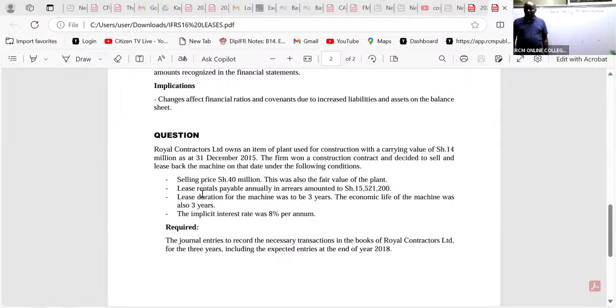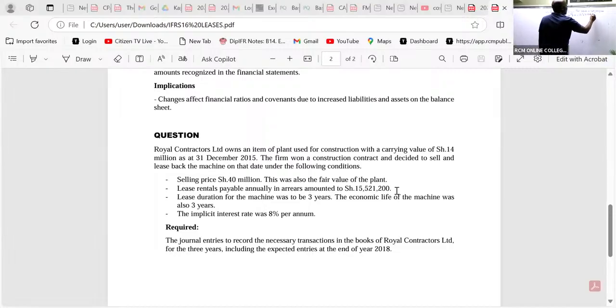And then you can see lease rentals, and they are payable in arrears. So that concept of multiplying with 1 plus R will not apply here because this is paid in arrears. So in this case here, we have the lease rental per annum. The lease rental per annum is 15,521,200.